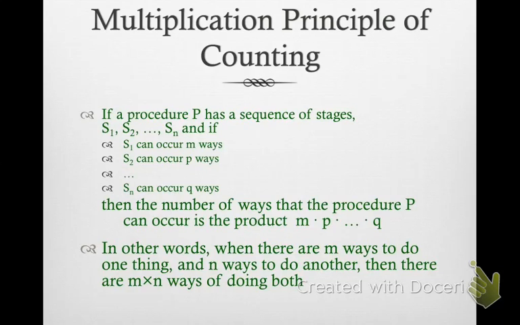So we have a nice mathematical definition up here, and then we have a little bit more plain language down here. The only thing that the plain language isn't covering that the mathematical definition does is the fact that we can have more than two sequences, a sequence of stages. We can have 1, 2, all the way up to n number of stages. So you might be multiplying more than just two numbers together.